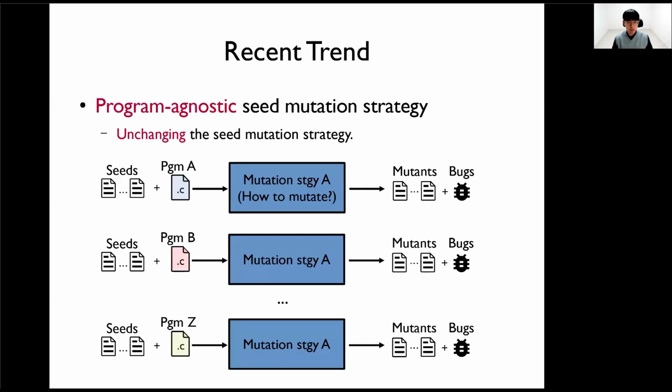So for example, the job of the mutation strategy is to determine how to mutate the seed. And in this context, the program-agnostic strategy generates the mutants in the same way when testing program A, testing program B, or testing program J. So this agnostic strategy does not reflect the characteristics of the target program during the testing.